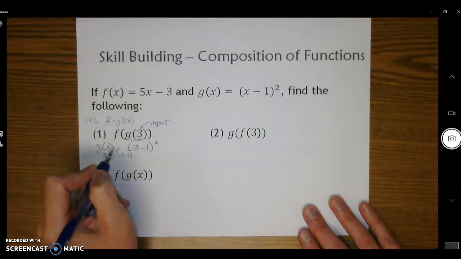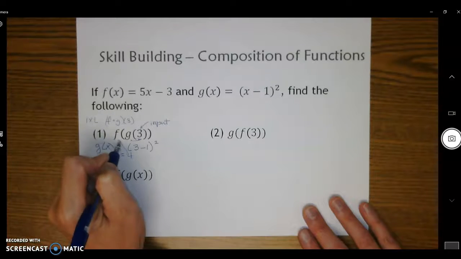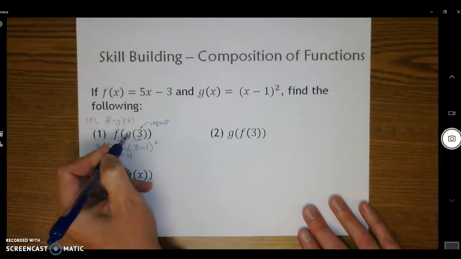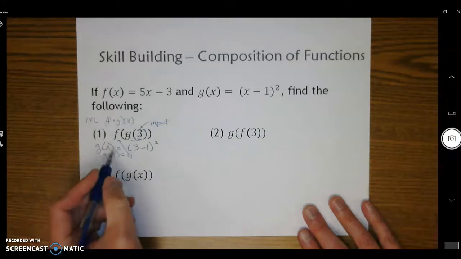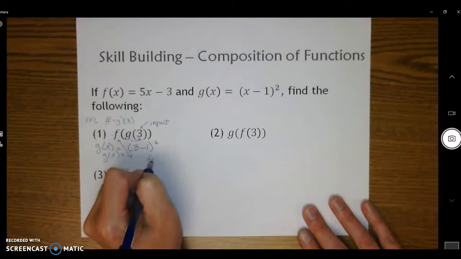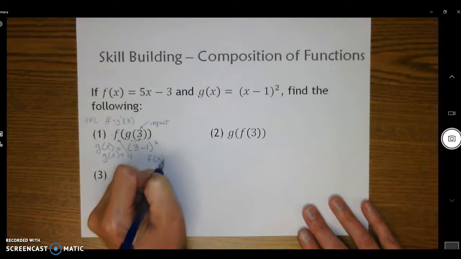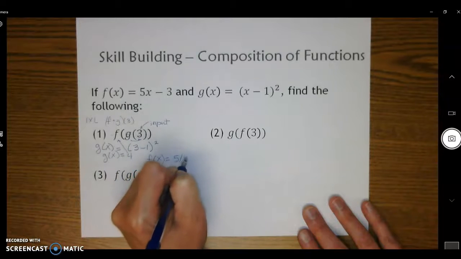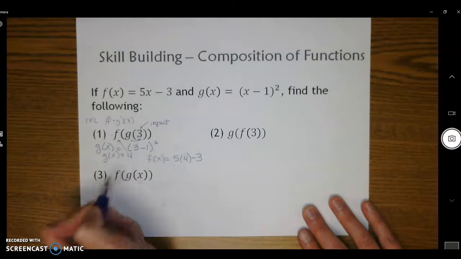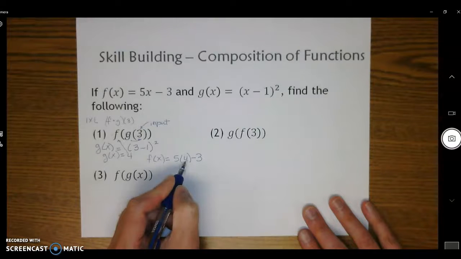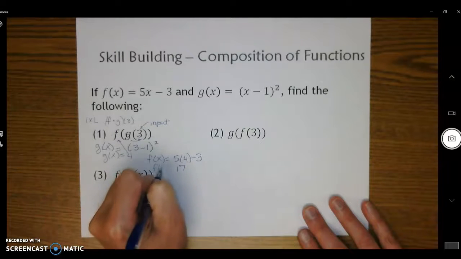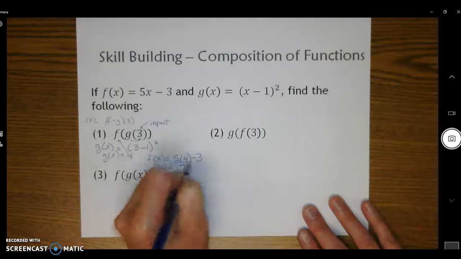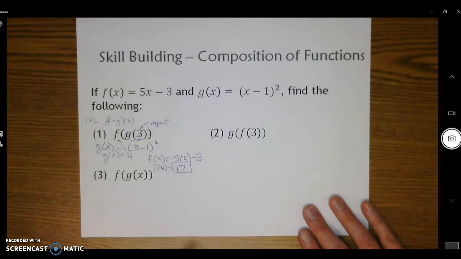So now I'm going to take the 4 and put it in f. So this says take 3, put it in g, get your answer. Take that answer, put it in f. So 4 is going to go into f stuff now. So f of x will equal 5 times 4 minus 3. 5 times 4 is 20, minus 3 is 17. So f of 4 is 17. That's my answer. Let's try another one.